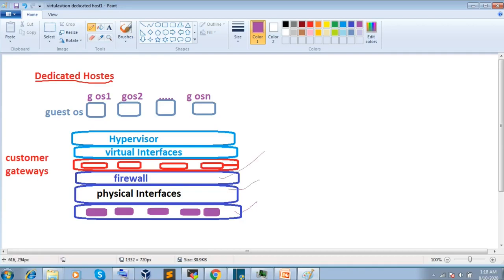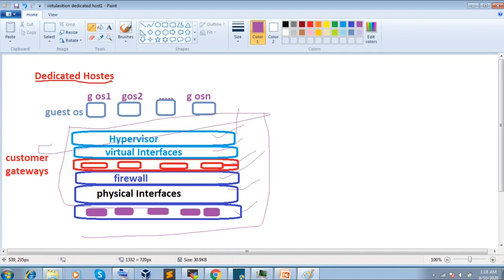That means AWS has the physical servers. It has its own CPU, physical interface, firewalls, customer gateways, virtualization, virtual interface, and the hypervisor. All of this is provided by AWS, but for an individual customer, not shared with others. The physical server explicitly given to the customer, without sharing the server with any other customer, is known as a dedicated server.